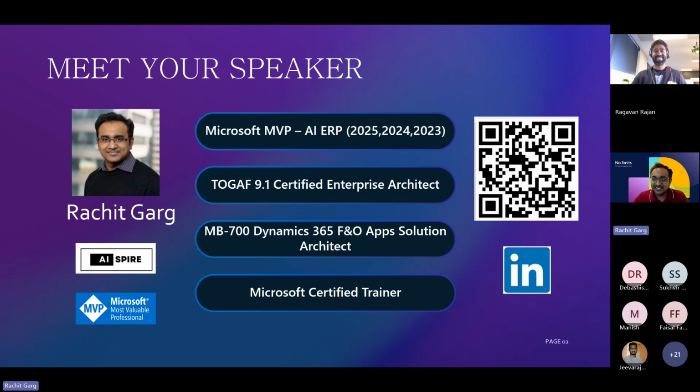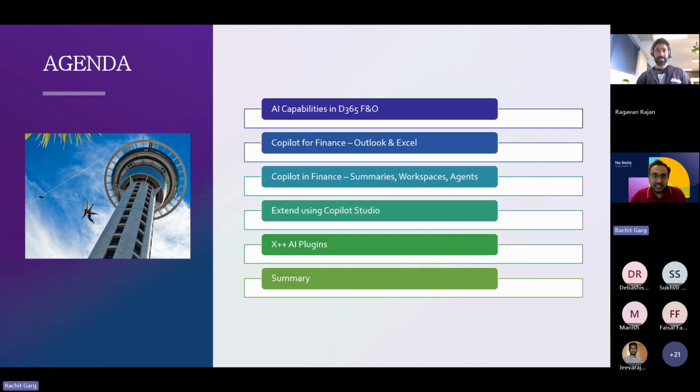So let's get started with the session. What we will do is cover the AI capabilities in the platform, a brief introduction of what type of Copilot capabilities exist outside finance and operations, which is Copilot for Finance, the Outlook and Excel experience. Then how we can use Copilot Studio to build new experiences for the user. And from a technical perspective, how we can develop AI plugins using the X++ programming language and Dataverse APIs. And we will touch base with the MCP Server as well, which Microsoft recently released for finance and operations.